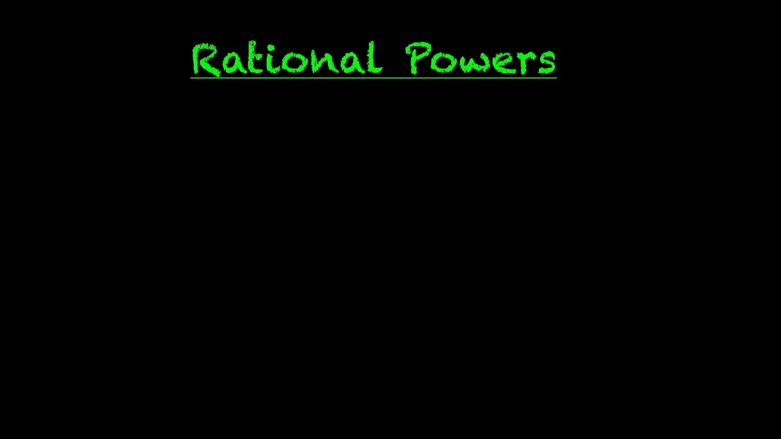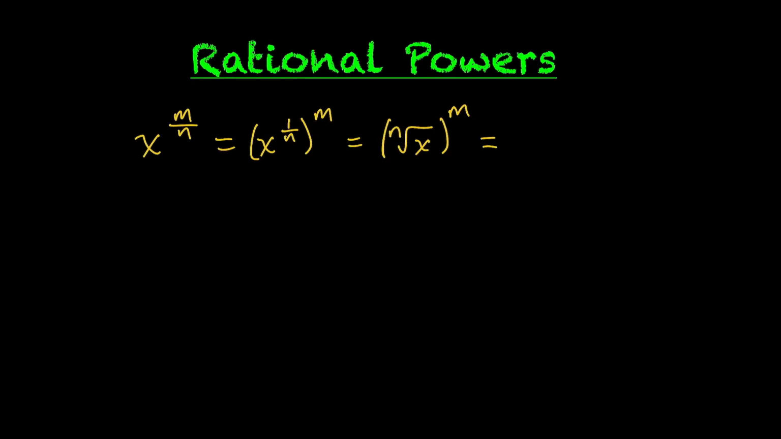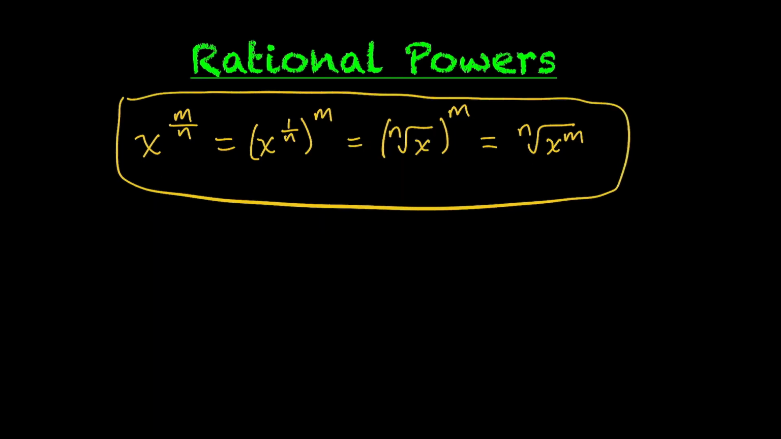All right, let's look at the general rule. Let's say that we had x to the m over n. Well, we could use our laws of exponents and say this is x to the 1 over n, all raised to the m. And that 1 over n becomes the nth root of x. So we could say that it's the nth root of x raised to the mth power. And then the way that roots work, we could also write this as the nth root of x to the m. So we actually have this law of exponents here.